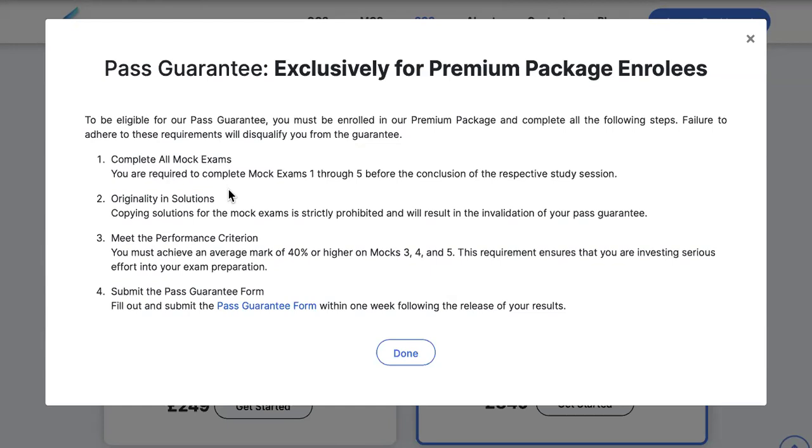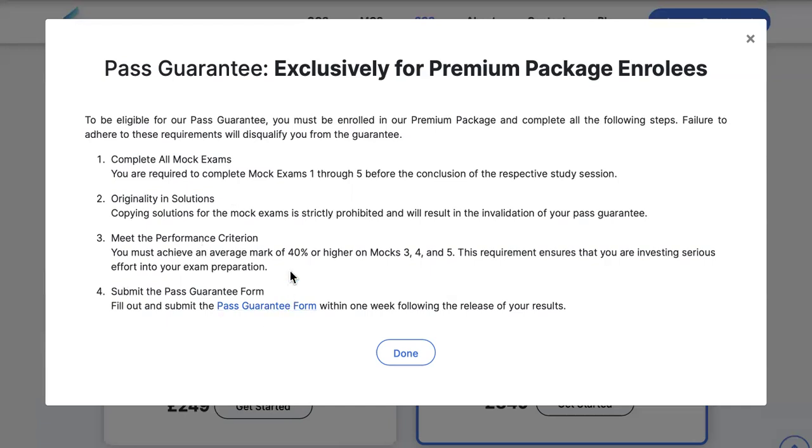And when attempting each mock exam, you need to be honest to yourself. There's absolutely no point in going through suggested answers, the answer plans, or the masterclasses. Instead, try to do it on your own without referring to the answers to see where you stand as a student. Because if you understand your shortcomings, you are in a position to overcome your shortcomings. So you have to be honest to yourself.